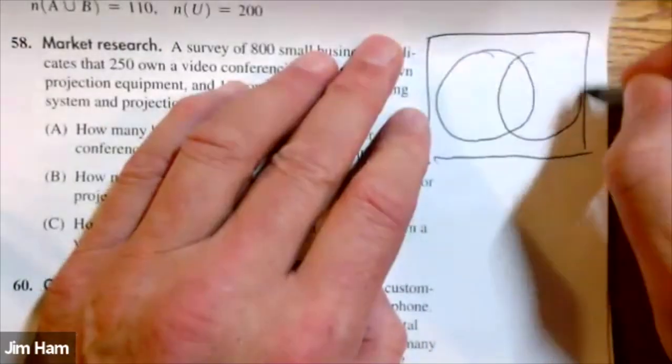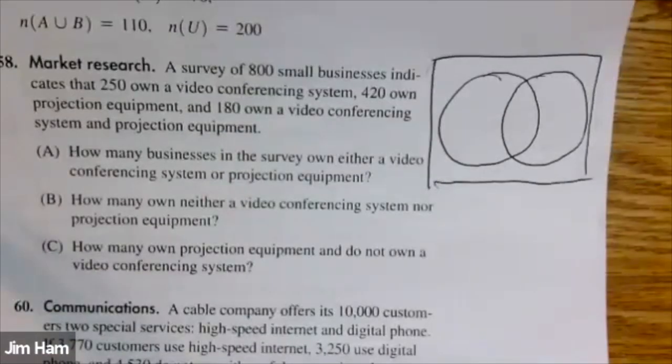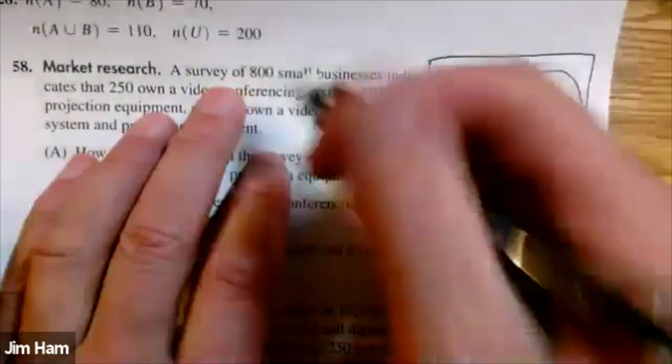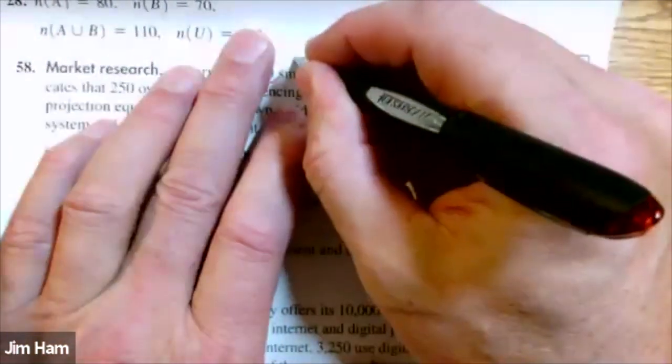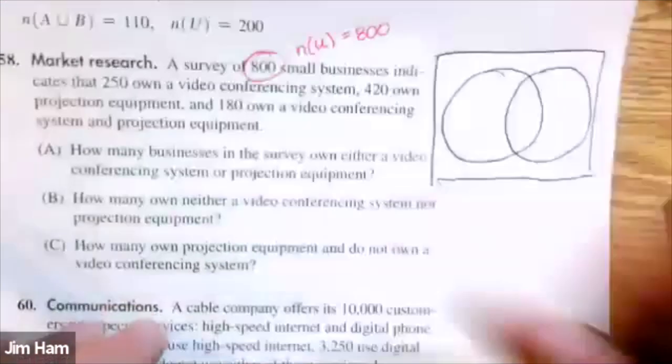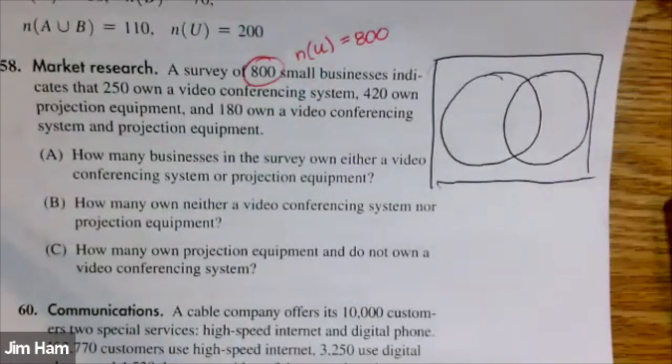Instead of just labeling my circles, my sets as A and B, I'm going to put a title onto them. So this one here says the number in the universal set is equal to 800. That's the total involved in the survey. They told you that up front. So the 4 numbers that we're adding in this Venn diagram here should add up to 800. That's how many were involved in the survey.